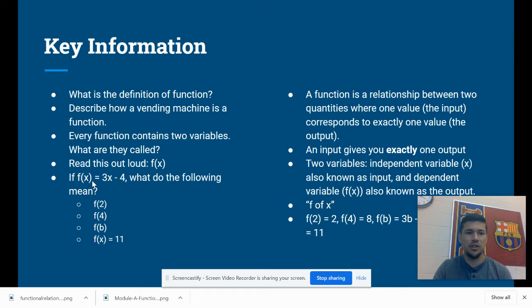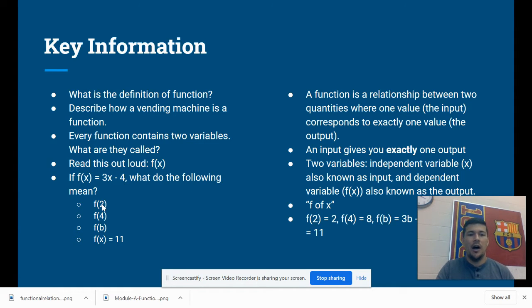f of X. So rather than writing our functions y equals, for example, y equals 3x minus 4, this says f of X. This is not f parentheses X. This is not f times X. This is f of X. The function of X is 3x minus 4. For example, the function of the first button was to give you a Pepsi.